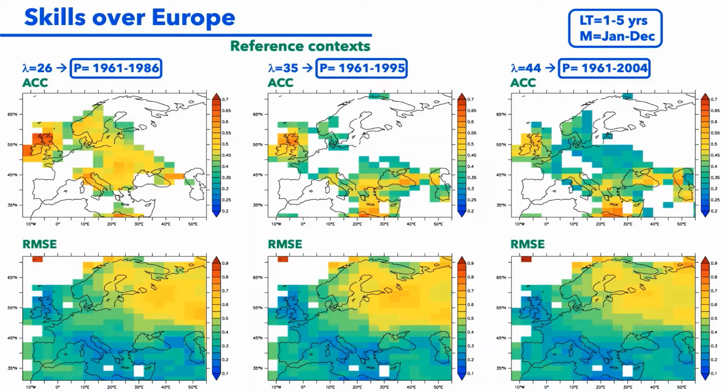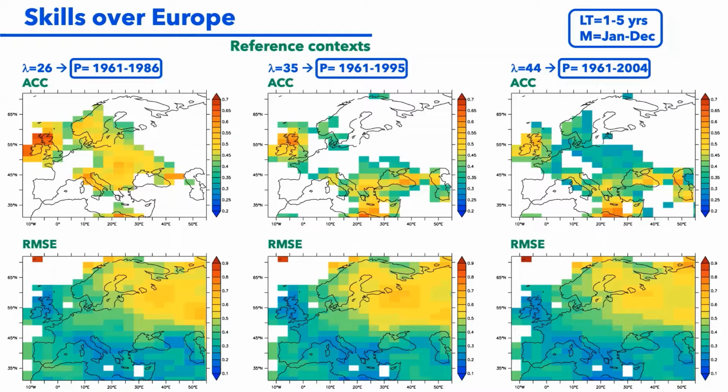We can start by analyzing the skill for forecasting air temperature over Europe. We can see that for all the lengths of the period that we consider, we have a good skill, especially in the UK and the eastern part of the Mediterranean sector, while there is no skill over Iberia and over the northeastern part of Europe.